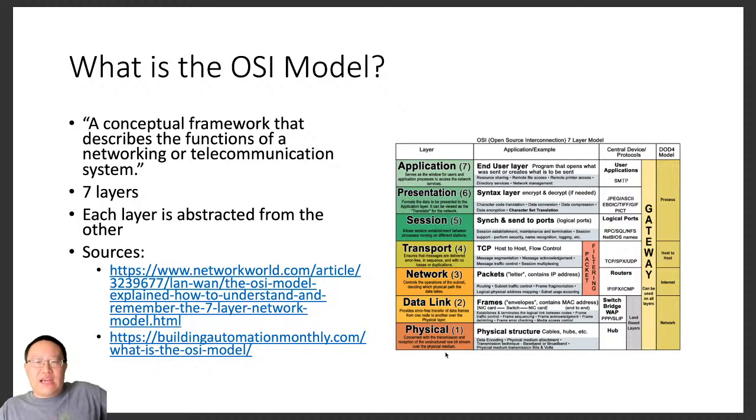So the transport layer ensures that messages are delivered error-free, in sequence, and with no loss or duplication. A transport layer would include things like source port, destination port, and the data, the payload. But what is not provided in the transport layer are the source and destination IP addresses.